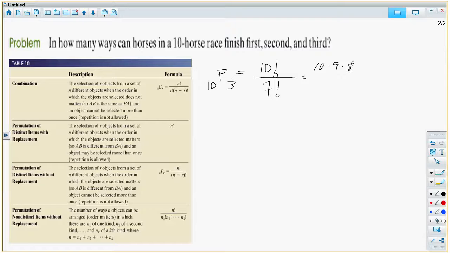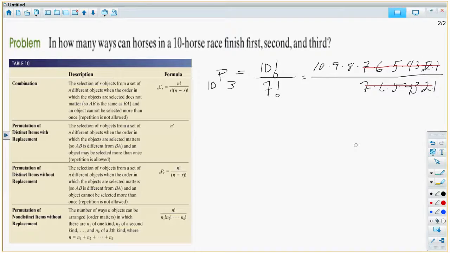10 times 9 times 8 times 7 times 6 times 5 times 4 times 3 times 2 times 1. And then 7 factorial is 7 times 6 times 5 times 4 times 3 times 2 times 1. And what happens to the 7 times 6 times and so on? They cancel out. Anything over itself is what? 1, Hubert. Thank you, class. So 10 times 9 times 8 times 1 is your answer.